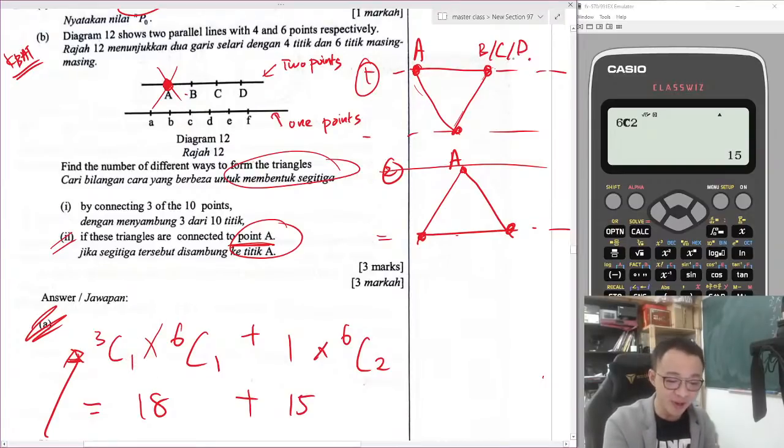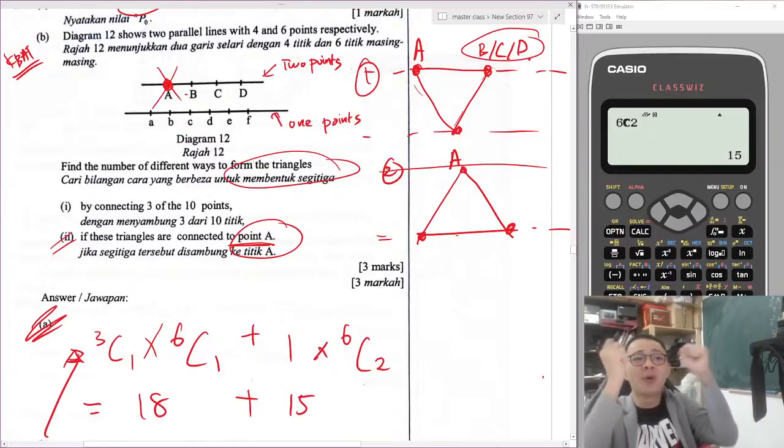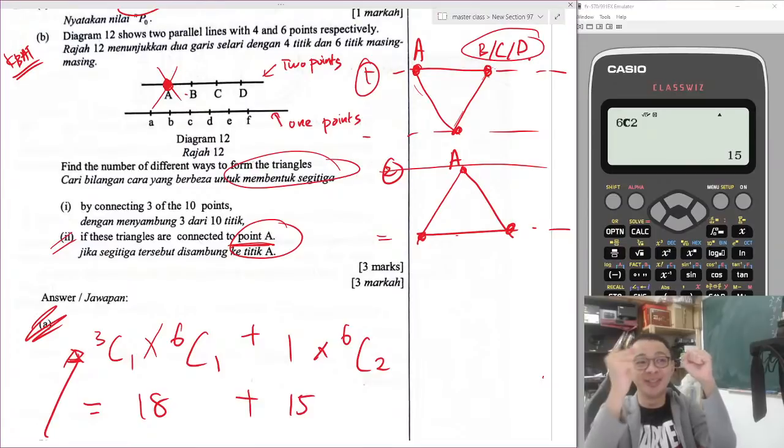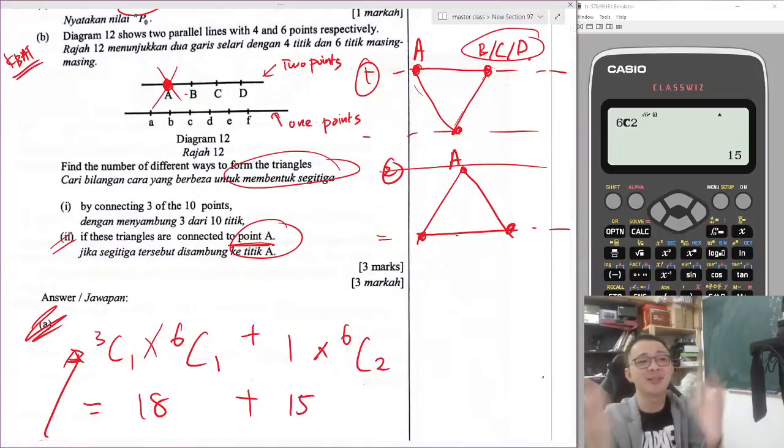Because of the 3 points here, I only want to choose one of these to pair with A to have 2 points on the top. I already have 1 point, A. I need to get 1 more point. This point itself can be either B, C, or D only. B, C, or D is 3 options, right? I choose one option only. 3C1. This is how I get 3C1.